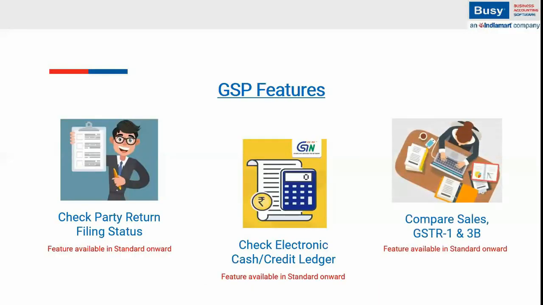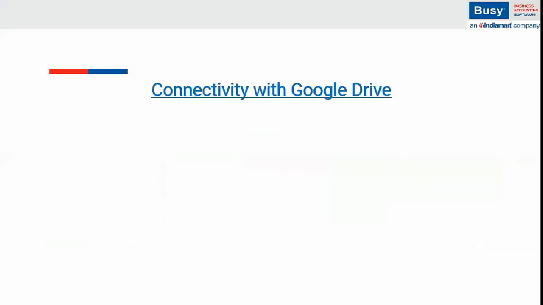Next is compare sales GSTR 1 and 3B. This feature is available in standard onwards. If you want to reconcile the data of GSTR 1 and GSTR 3B, you want to compare the sales, this facility is available in Busy software, but with active BLS.